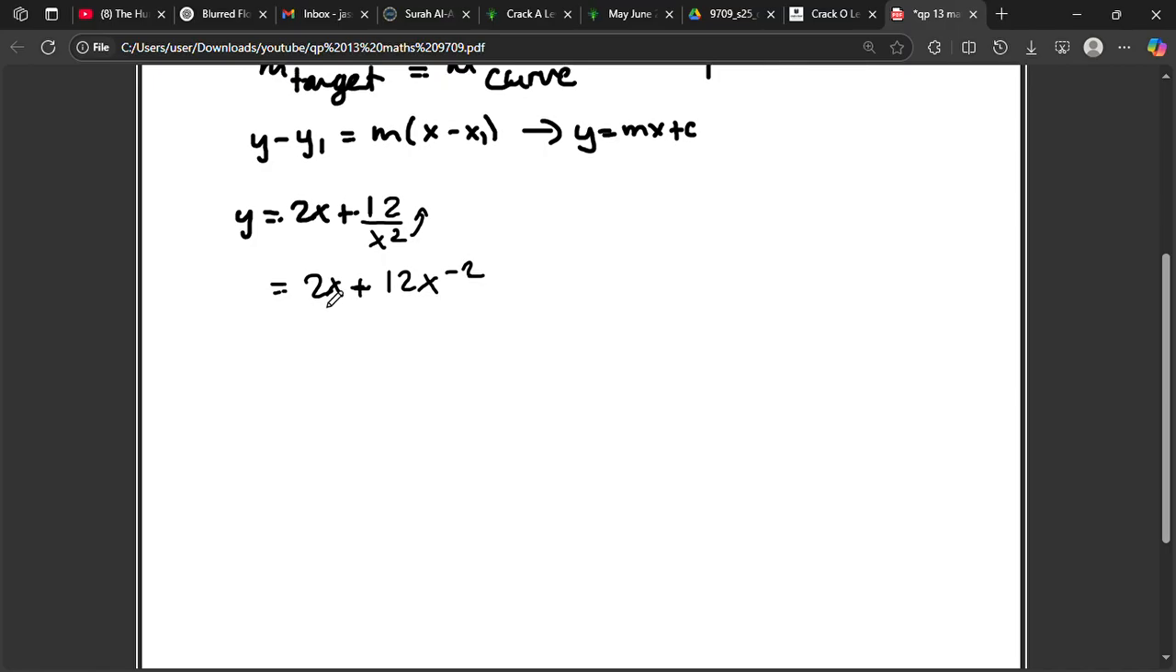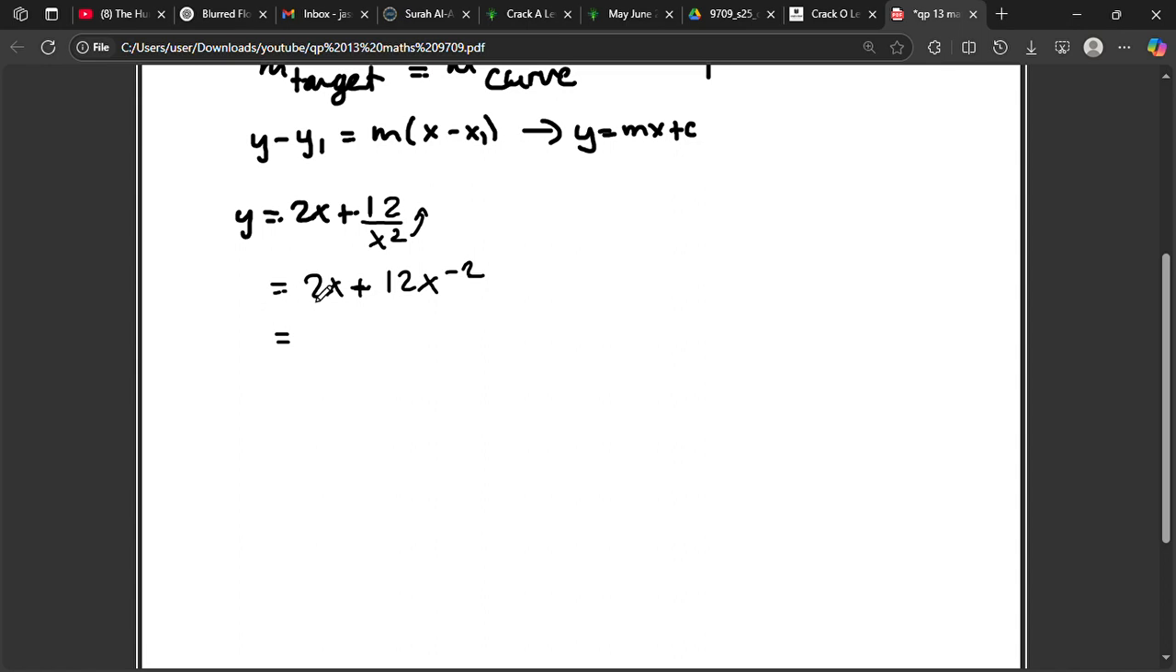Now it becomes much easier to differentiate because you have the powers of x here, and you don't have to deal with denominator stuff. So we have everything in one line, and it's much easier. So how are you going to differentiate this?